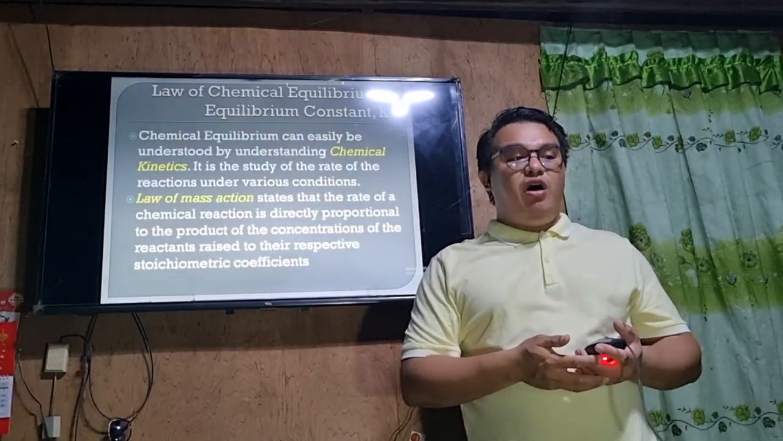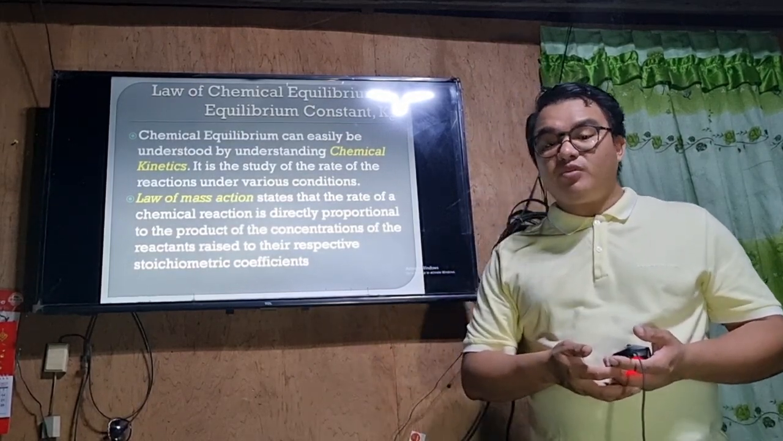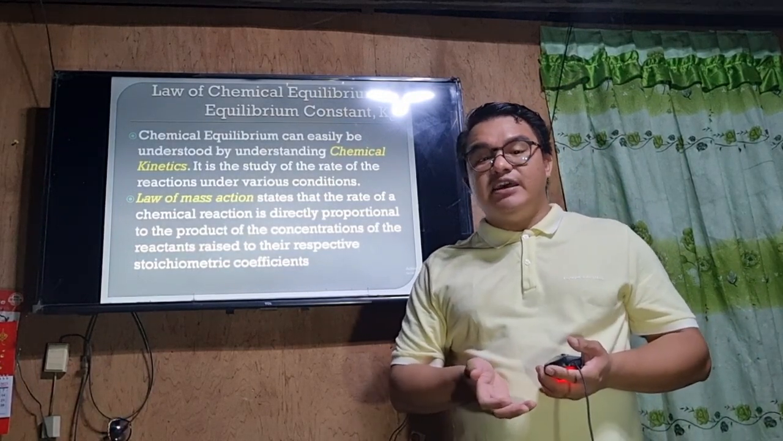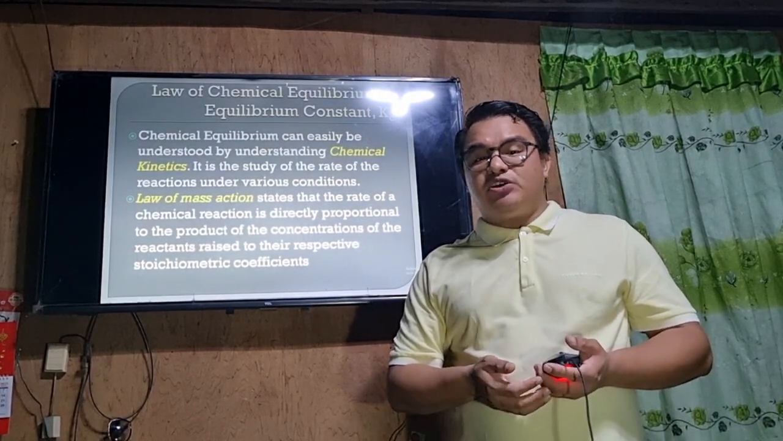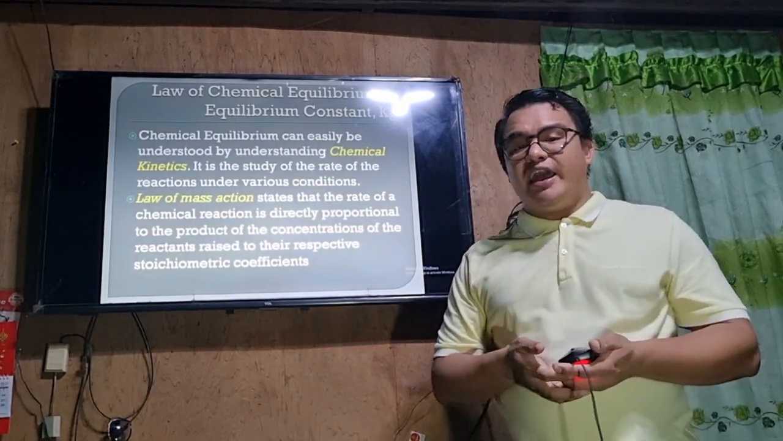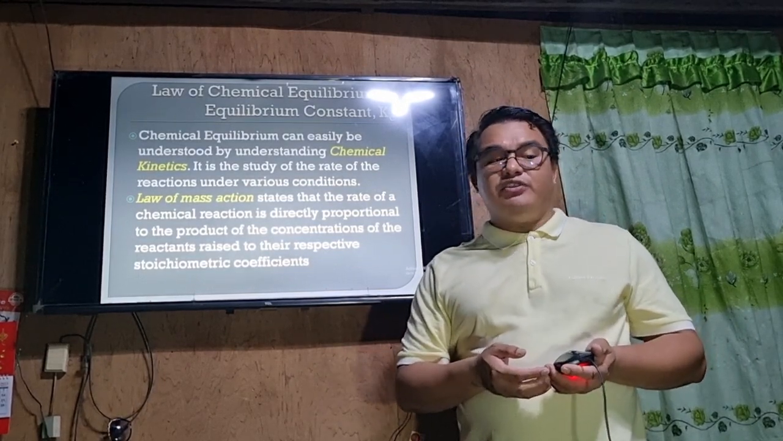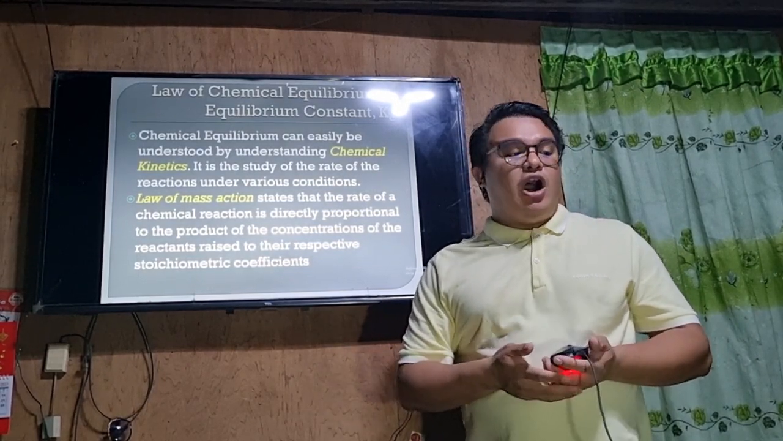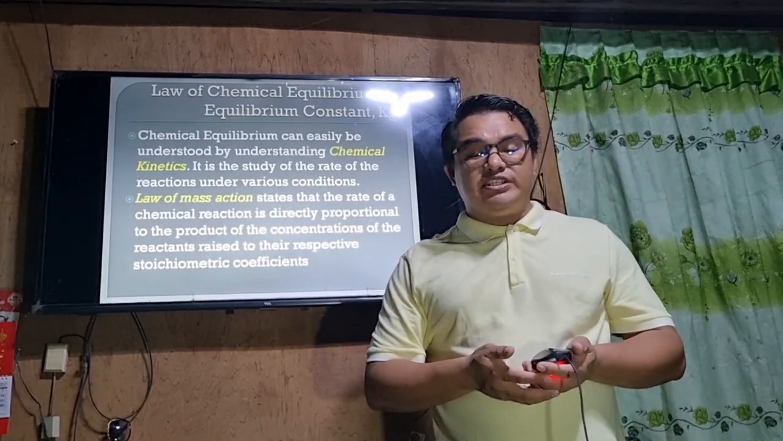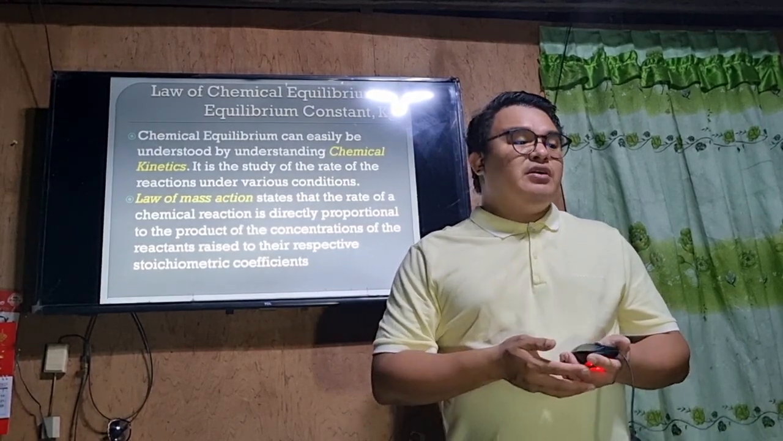Next, we have the law of chemical equilibrium and equilibrium constant, or K sub C, or in other references, we use K sub EQ. Chemical equilibrium can easily be understood by understanding chemical kinetics. It is the study of the rate of the reactions under various conditions. So that includes the temperature, the concentration, and so on.